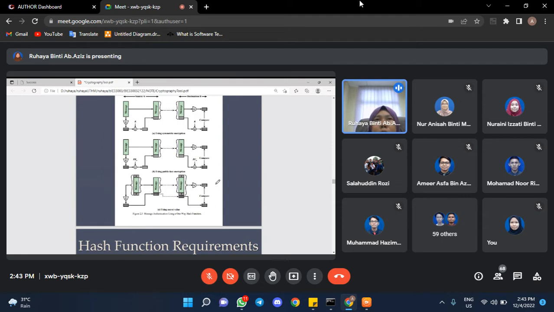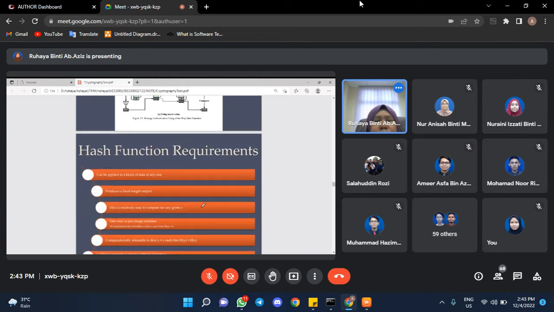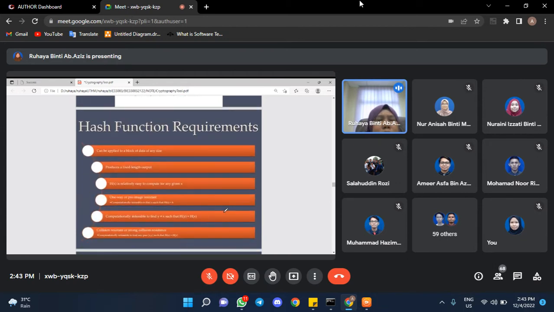That's why I said previously we have 3 categories. Actually 2. The basic one is symmetric and asymmetric, and then add with hash functions. Yang ni dia guna, the third one is use hash function kat ni yang boleh digunakan. Di mana hash functions can be applied to a block of data of any size, produce fixed length output.